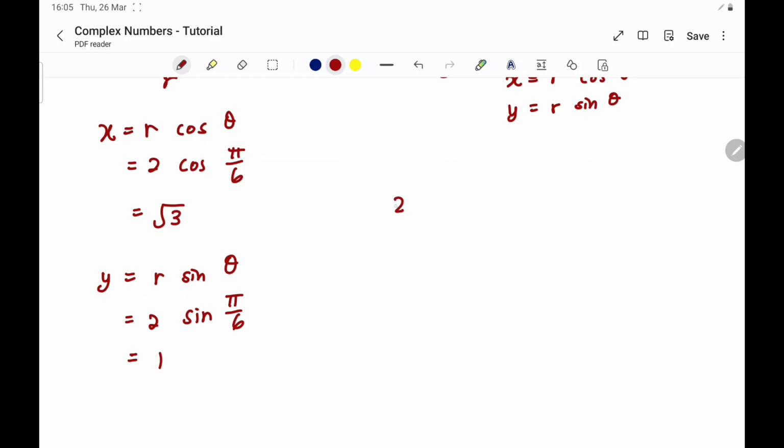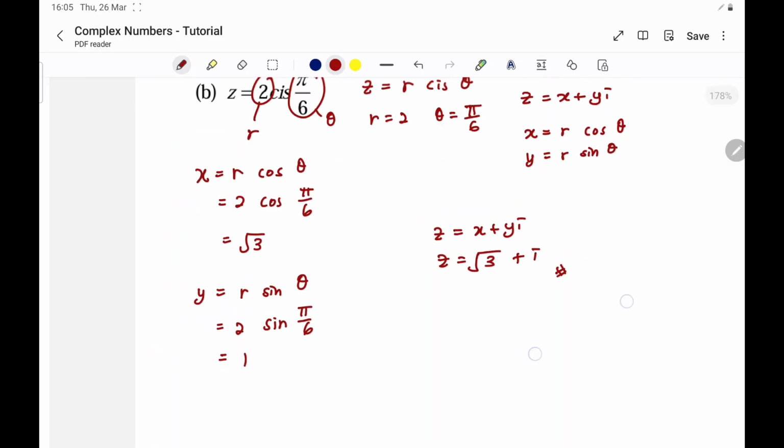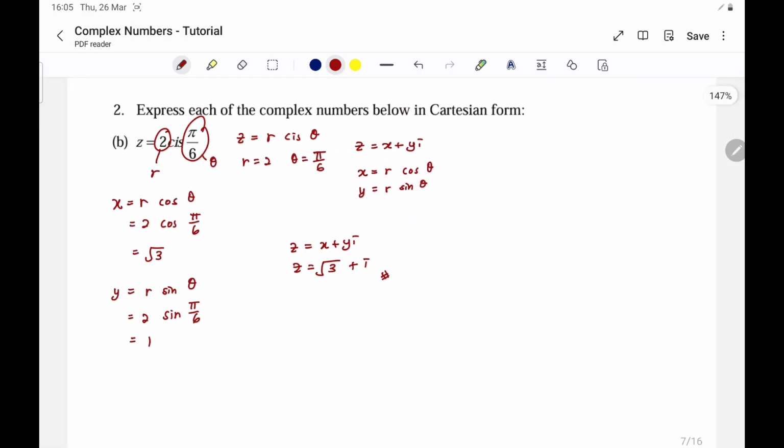Then you can write in the form of Cartesian, which is x plus yi. So z is equal to x, which is square root 3, plus y, which is 1, and then i. Okay, so this is your answer for question B. Now we proceed to the next one.